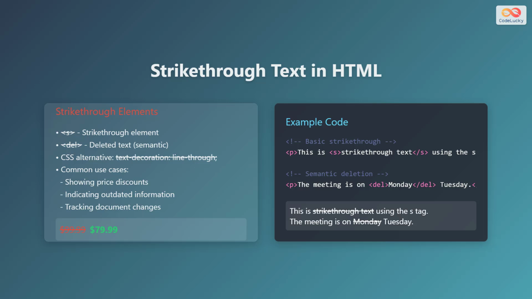For example, you might display a discounted price by striking through the old price. Here are the examples using the tags. To create basic strikethrough text, enclose the words "strikethrough text" with an opening and closing S tags. To semantically indicate deletion, enclose the word "Monday" with an opening and closing del tags, when replacing Monday with Tuesday. For CSS, set the text-decoration property to line-through.